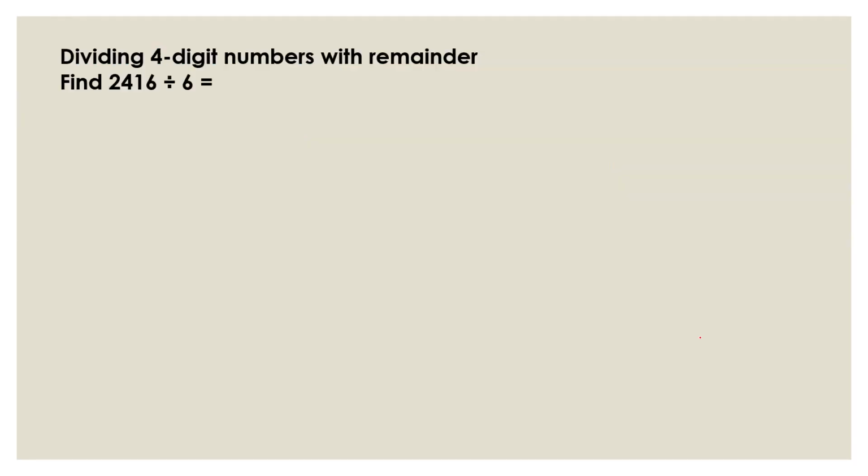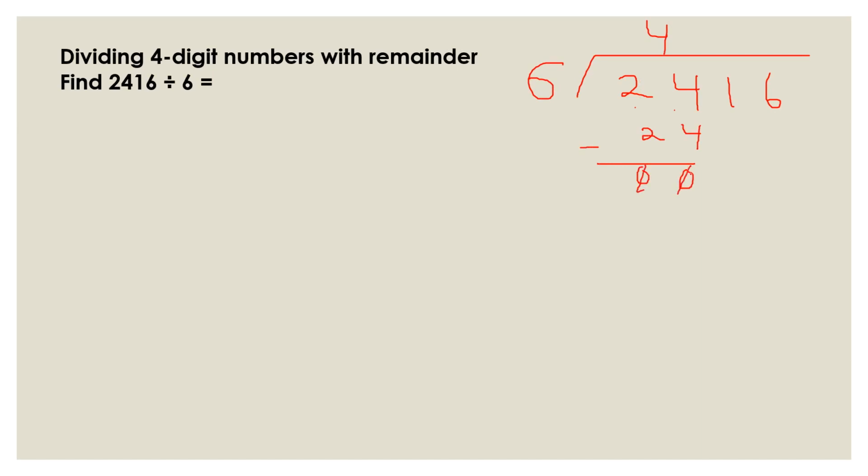Dividing 4-digit numbers with remainder. 2,416 divided by 6. So 2 divided by 6 cannot. 24 divided by 6 equals 4. 6 times 4 equals 24. 24 minus 24 equals 0. Then after that, drop the digit 1. 1 divided by 6 cannot. So that's why you have to drop the digit 6 from the dividend. Because you are dropping 2 digits from the dividend, so place a 0 in the quotient.